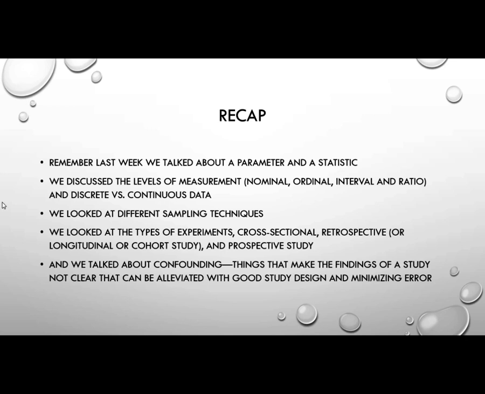We looked at the different sampling techniques, simple random sample to cluster sampling to stratified random sampling. We talked about convenient sampling. We looked at types of experiments, cross-sectional, retrospective or longitudinal or cohort studies, and prospective studies. Cross-sectional look at a point in time. Retrospective, they're also called longitudinal, or cohort studies look into the past, and prospective studies look into the future. We also talked about confounding, things that make a finding of a study not clear, which can be alleviated with good study design and minimizing error.